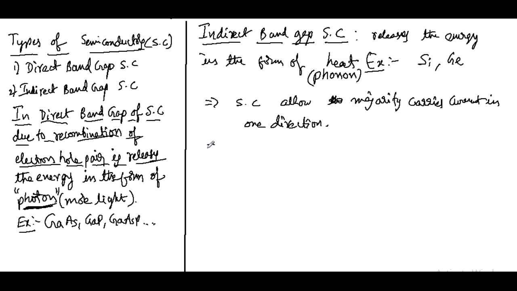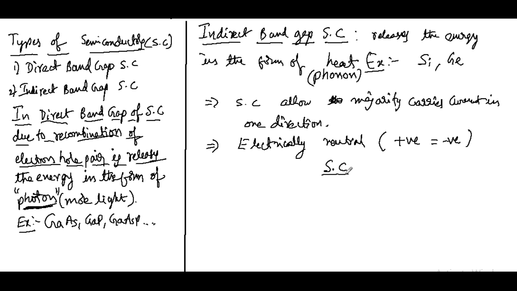Another important point is that semiconductors are electrically neutral. What is the meaning of electrically neutral? If the positive charge and negative charge are equal, then it is called an electrically neutral material. In semiconductors, positive charge and negative charge are both equal. That's why semiconductors are always electrically neutral, right?